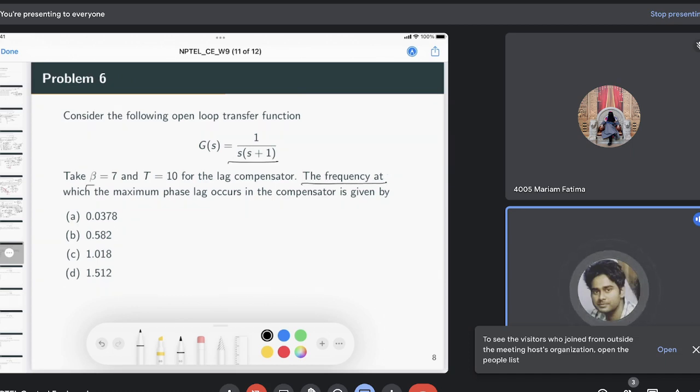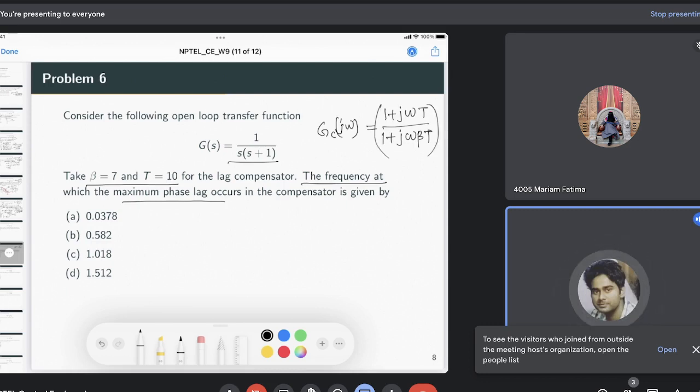Okay, we are given this beta and T for this lag compensator, and we want to find the frequency at which the maximum phase lag occurs in the compensator. So how will we go about this? You already know that for the lag compensator, in the frequency domain, it is just (j omega T) divided by (1 plus j omega beta T). So this is the lag compensator.